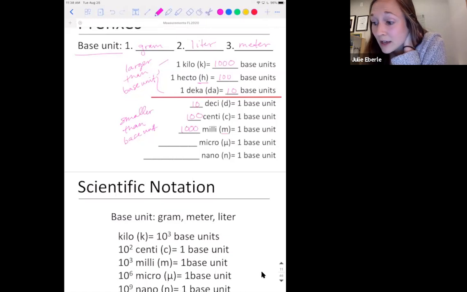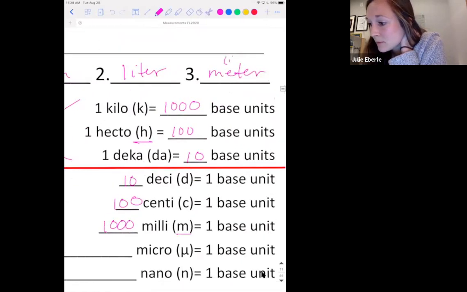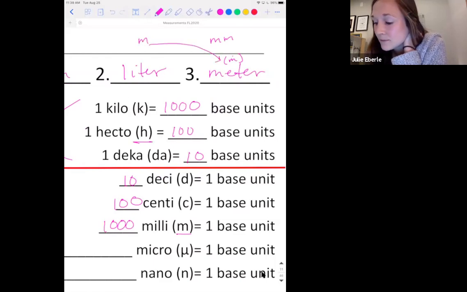Now we also abbreviate meter up here. We abbreviate meter with an M, okay? So don't get those confused. If you see M, when we use abbreviations, we're talking about a millimeter. They're both abbreviated with an M. But if you just see 1 M, then we're just talking about meter, okay?